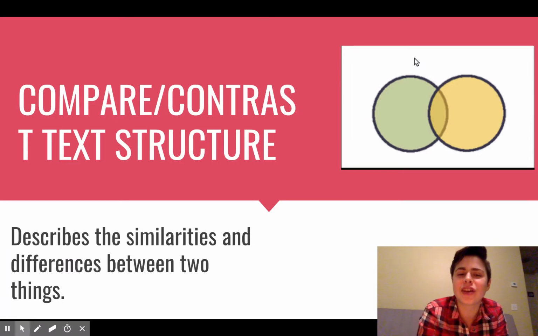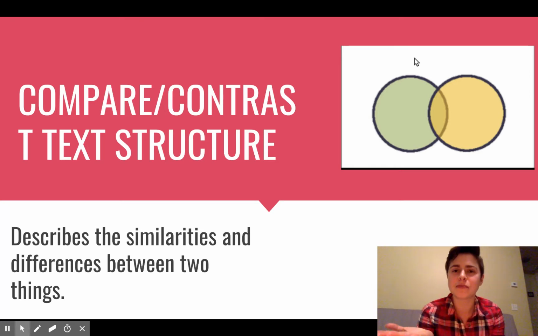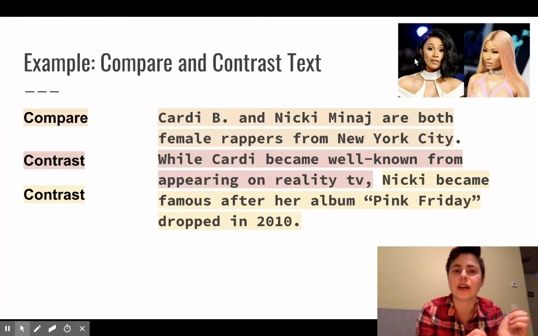Anyway, compare and contrast text structure is when you describe the similarities and the differences between two different things. So, let's use an example of my two favorite rappers. Cardi B and Nicki Minaj are both female rappers from New York City. That's something they have in common, so they're comparing them.